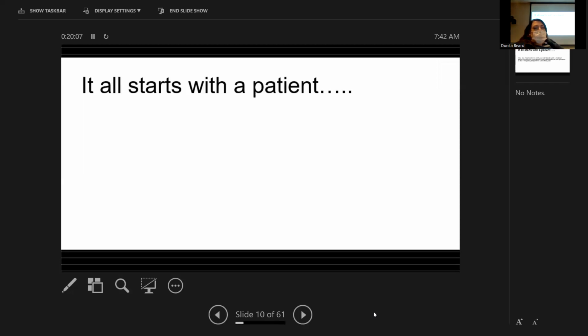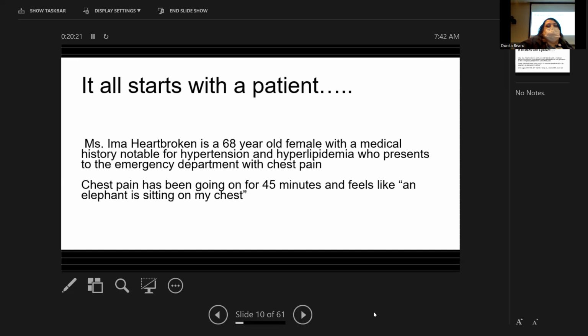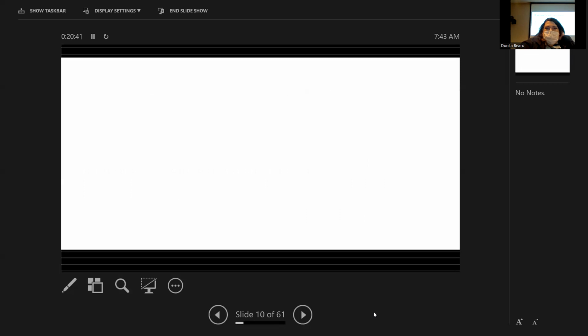So I always like to make things patient-centered. It helps me remember. So we're going to start with a patient. Her name is I'm a Heartbroken. She's a 68-year-old female. She has a history of hypertension, hyperlipidemia, and she came to the emergency department with chest pain. Her chest pain's been going on for about 45 minutes, and she describes it as an elephant sitting on her chest, which is very rare for females to actually have classic chest pain. Heart rate's 108, blood pressure 162/98, temperature's normal, oxygen saturations are 98% on room air.